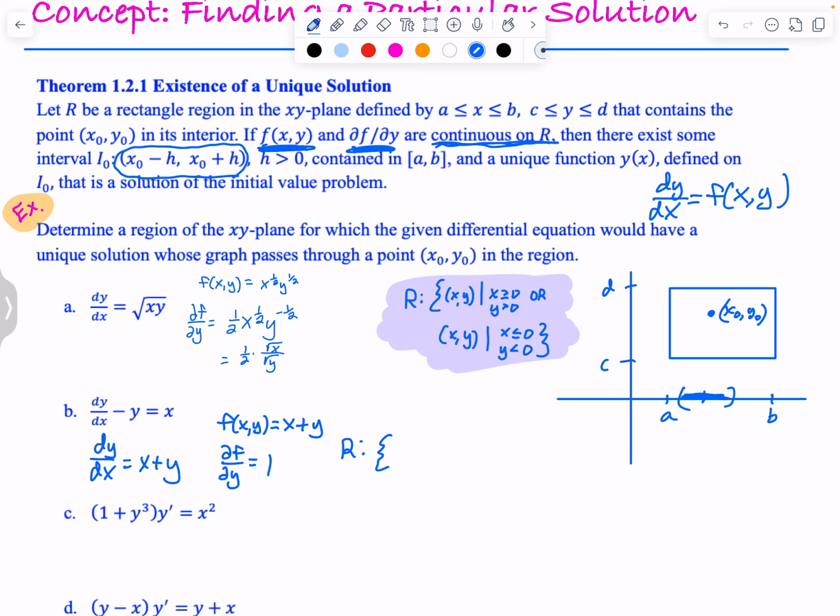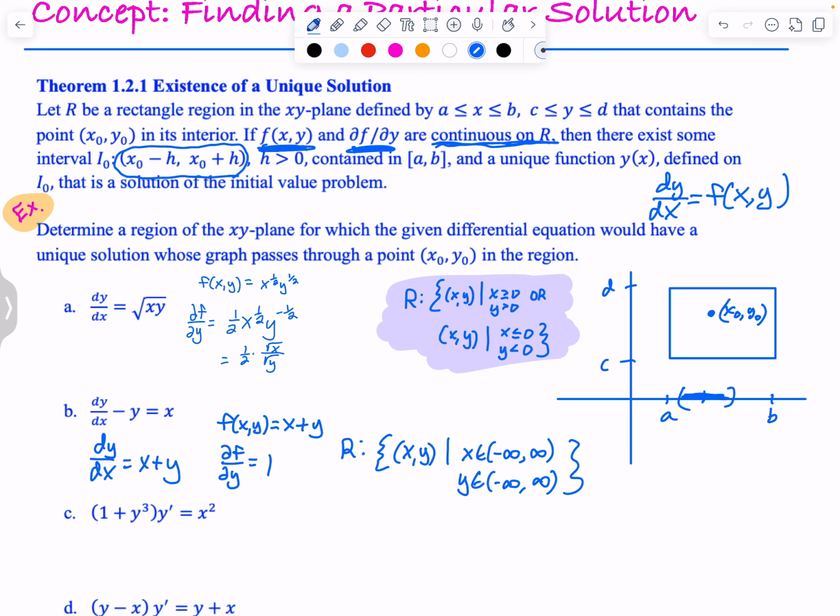It'll be all x, y such that x is, and we'll write it this way, and this symbol means inside of. Don't let it trip you up too much. X is a real number, and y is a real number.